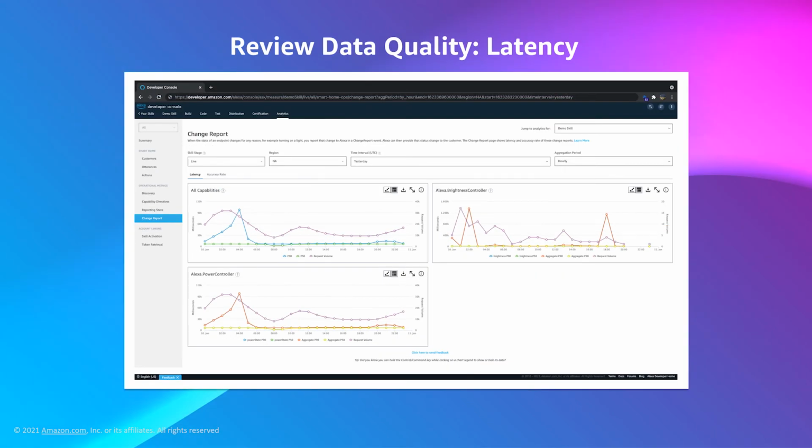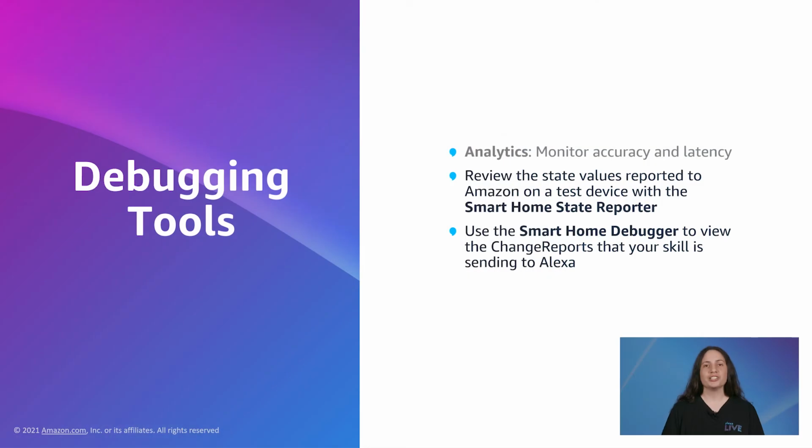Now on to latency. Latency measures the time between a change report received by Alexa from the time a directive is sent to the device. The clock will start ticking when Alexa sends a directive to your cloud and will stop as soon as Alexa receives the change report.